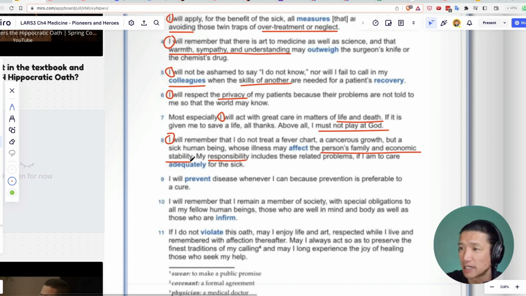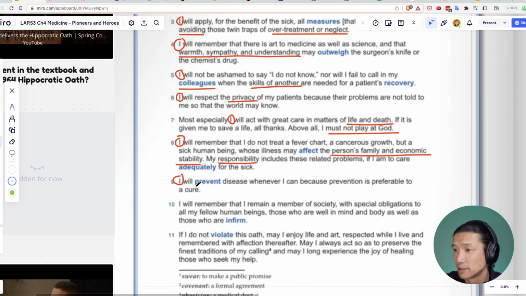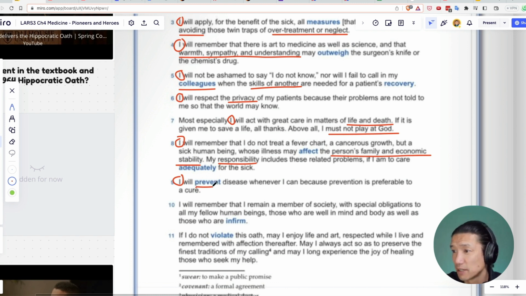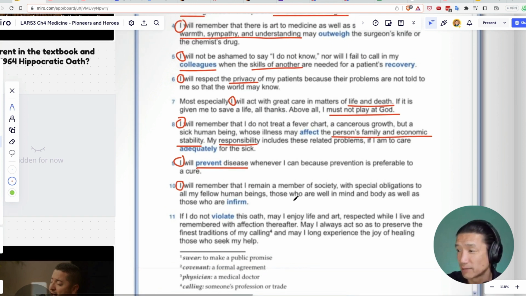I will prevent disease. So prevent disease, prevention is more important than a cure, right? If you can stop the disease, you can save money. You can save more lives. Prevention. I will remember that I remain a member of society with special obligations to all my fellow human beings, those who are well in mind and body as well as those who are infirm. You're a member of society.